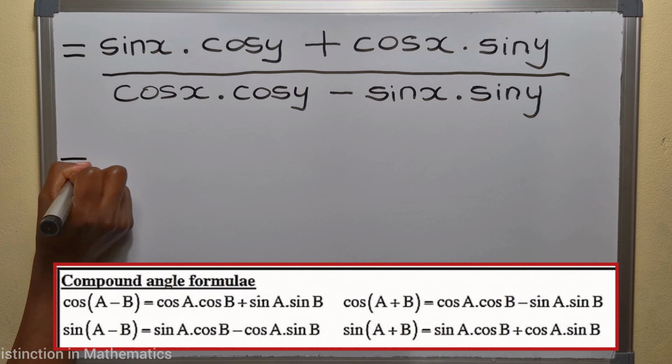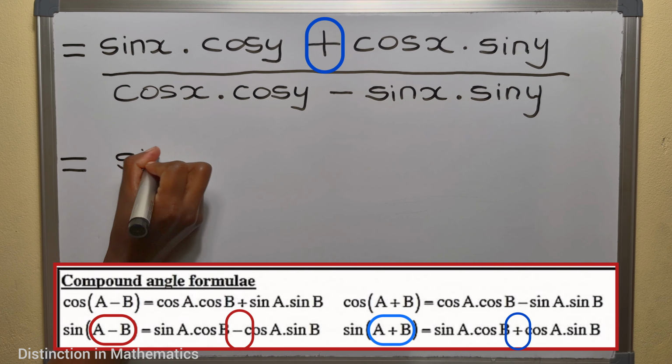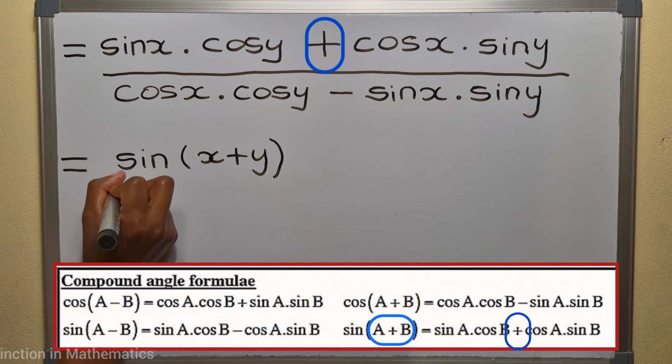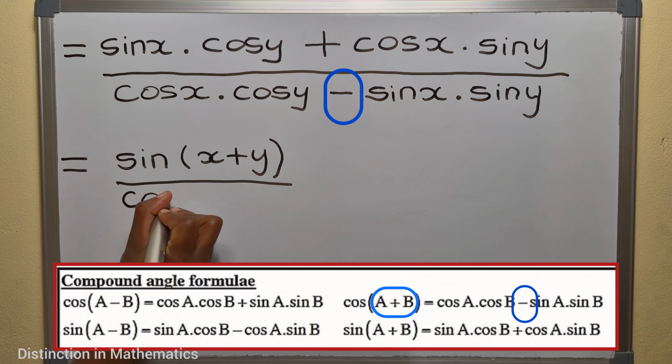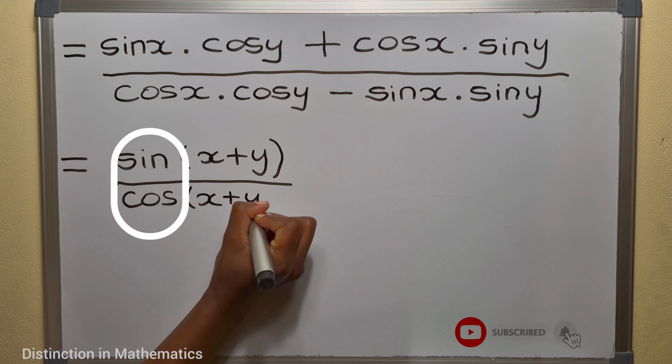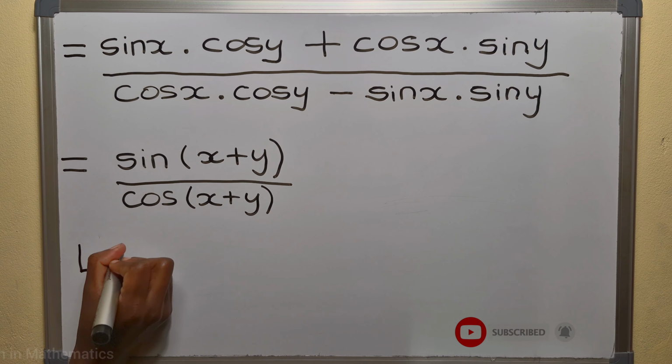How exactly you differentiate the compound angle formula for sine is the signs. So because of this plus sign, we're going to have sine x plus y. The same applies here. We have a minus sign, so we're going to have cos x plus y. And we already know that sine over cos equals tan, which equals the right hand side.